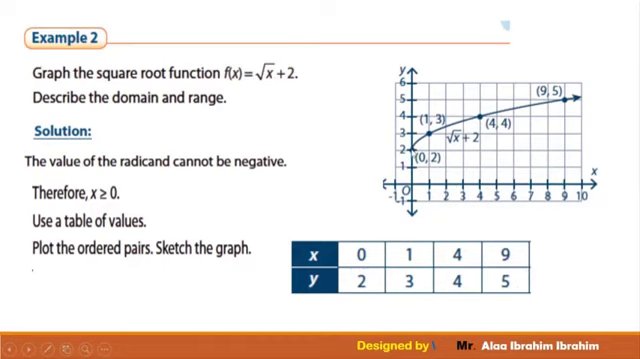My curve starts from this 2, but on my x-axis it means 0. So my domain starts with 0 and then goes to the right. On the x-axis it means x bigger than or equal to 0. This is my domain. And my range starts from 2 and goes up, like this. So my range is 2 or bigger than 2, y bigger than or equal to 2. So this is my range and this is my domain.